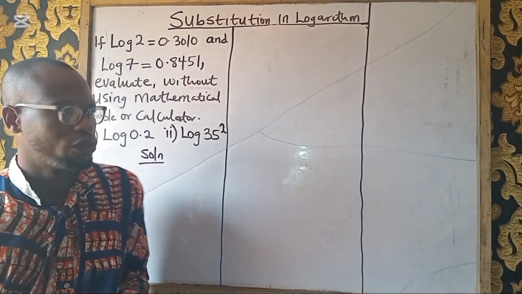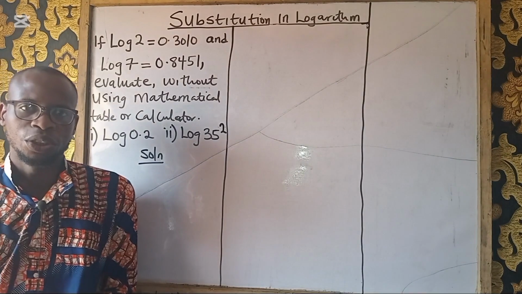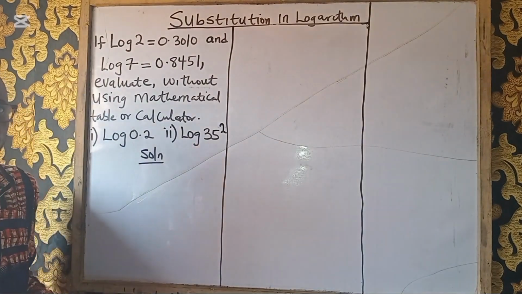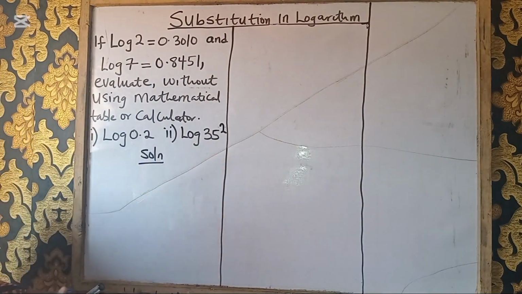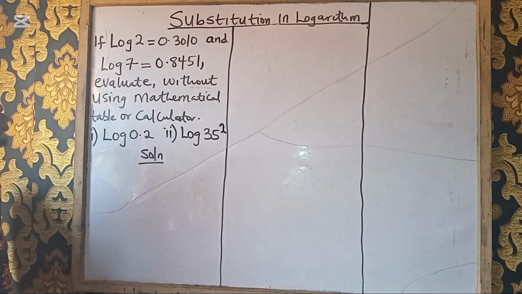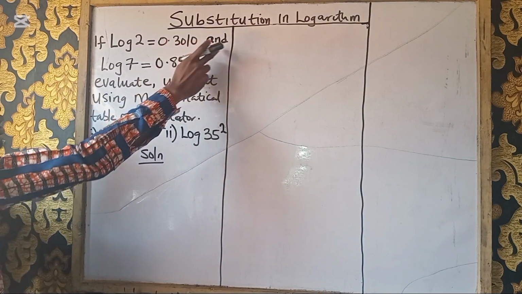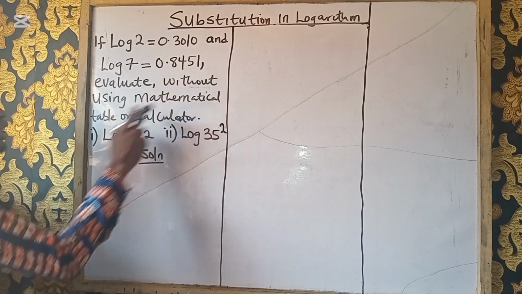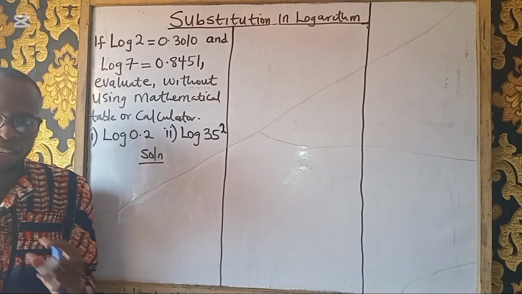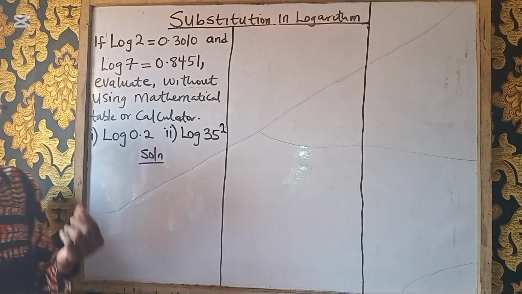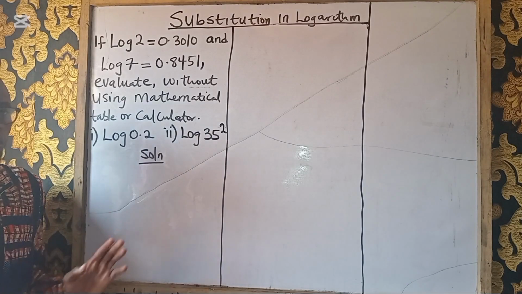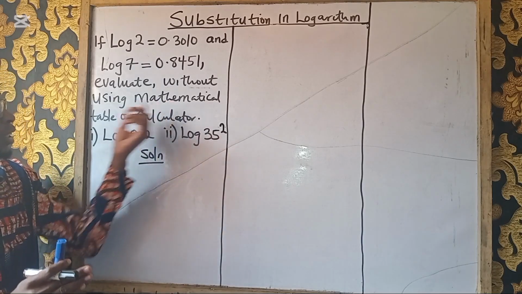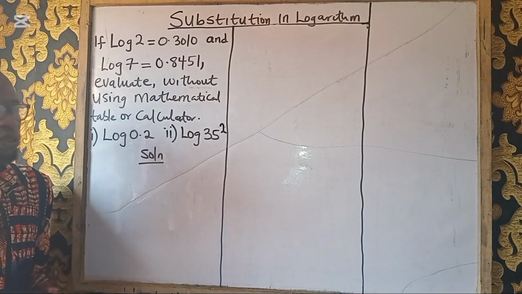So when do we substitute values in logarithm? The question will be when and how. Let's start with the first one, so please pay attention to my class. The question reads: if log 2 is equal to 0.3010 and log 7 is equal to 0.8451, evaluate without using mathematical table or calculator. The instruction has been given clearly that we must not use a mathematical table, the same thing as a four-figure table, or a calculator. So in the solution of these two questions, we are not going to be using anything like a mathematical table or calculator. So please pay attention to the class.